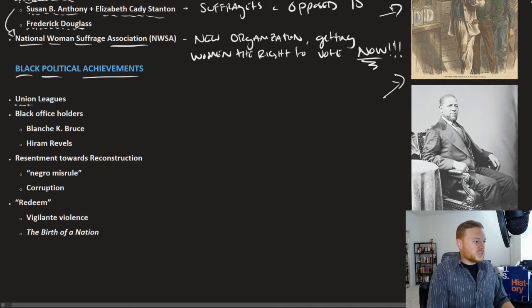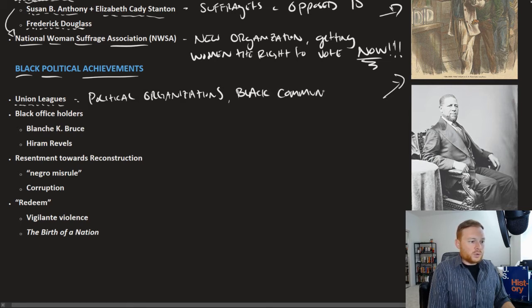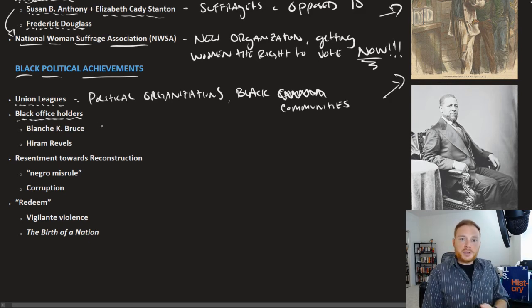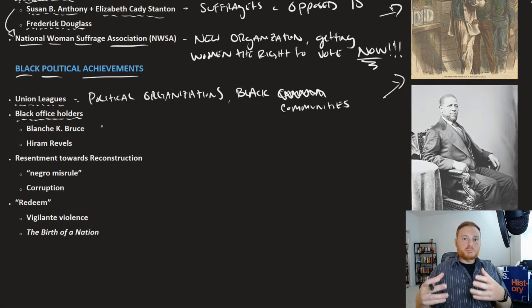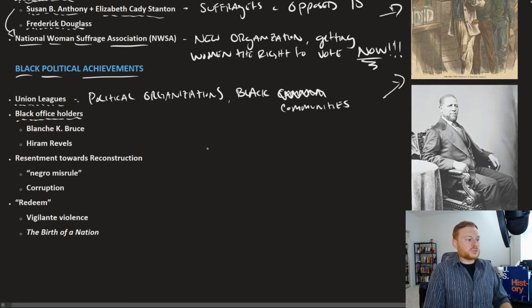You had political organizations like union leagues. These were political organizations that had started off in the North but had spread south, that were instrumental for black communities and helped organize voting. You had office holders from sheriffs to mayors to school boards. We're talking about not just the big main political offices, but even state and local offices were held by African Americans as a result of this.